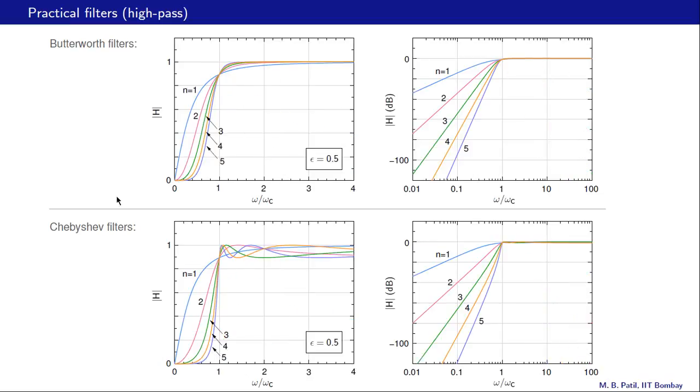Here are the corresponding plots for Butterworth filters and Chebyshev filters for high pass filters. And they are very similar to the low pass case, except of course that the functionality is now different. The high frequencies are passed and low frequencies are rejected. Once again, in this plot where mod H is in dB and omega is on log scale, we can make out the order of the filter from the slope here. So this slope would be 20 dB per decade, that would be 40 dB per decade, 60 dB per decade, and so on.